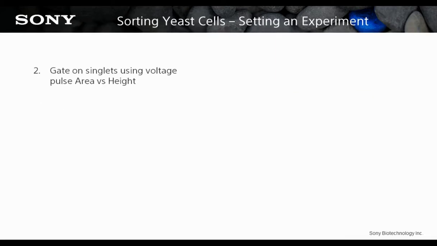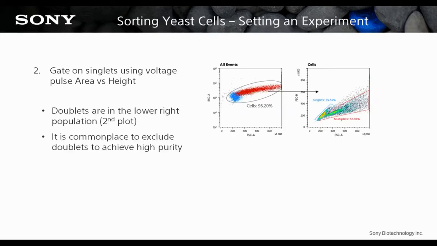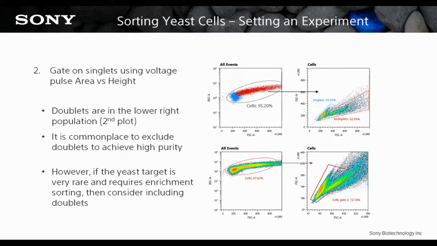Further on, most users would like to formally exclude doublets using voltage pulse area versus pulse height. On the right, the doublets are shown on the second plot in the lower population within the red gate. It is commonplace to exclude doublets to achieve high purity. However, if the yeast target is very rare, contains unusual morphology due to budding, and requires enrichment sorting, then consider including those doublets.